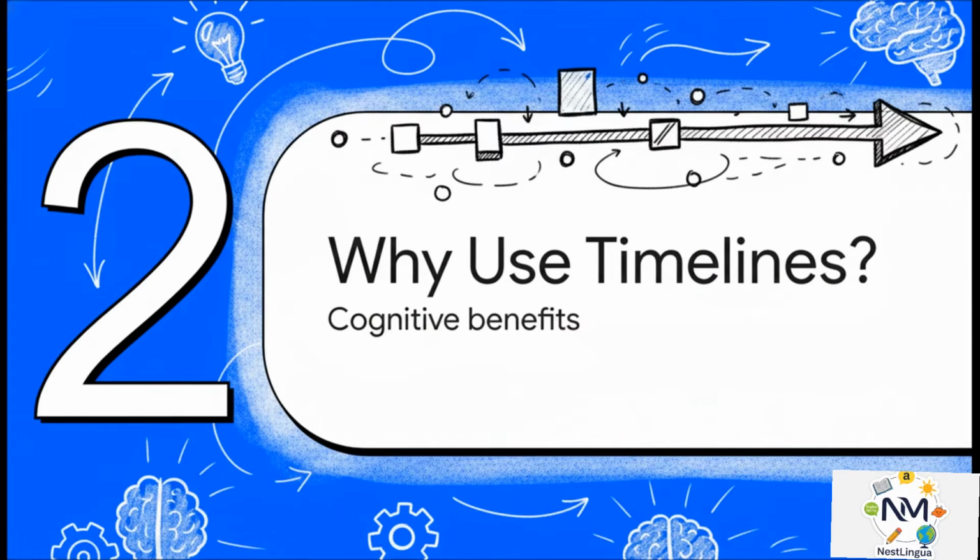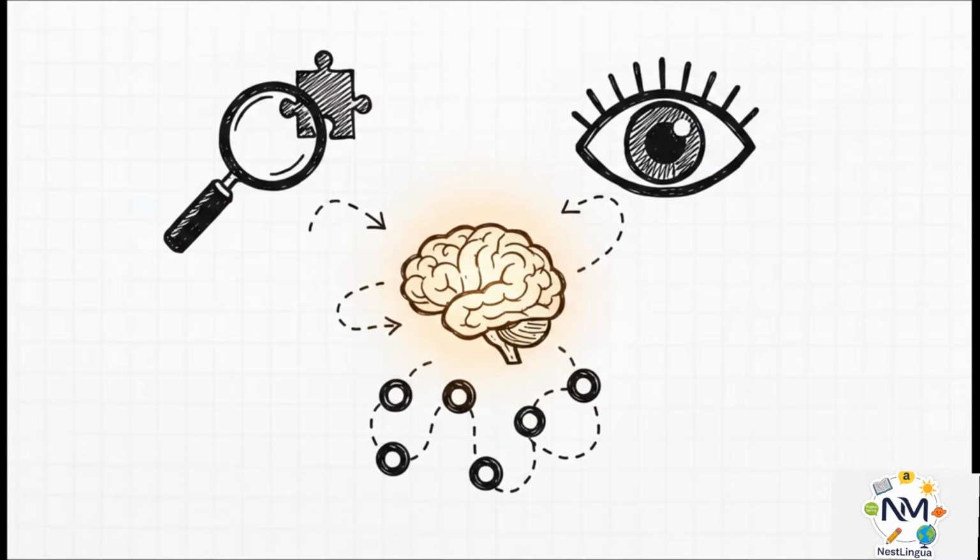Moving on to section 2, why we use timelines. Let's talk about the cognitive benefits. The benefits here are truly massive. First off, timelines organize chaotic events clearly. They help you instantly understand the sequence. What came first, what caused what, and how the story actually ends.